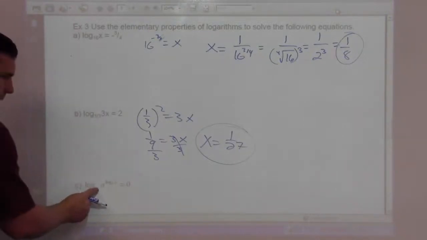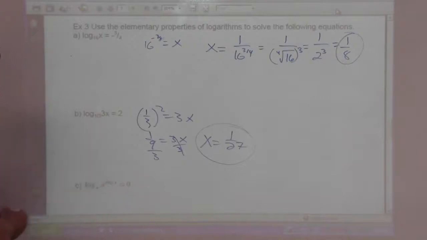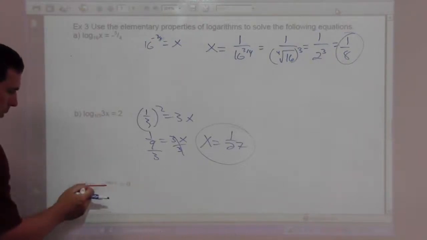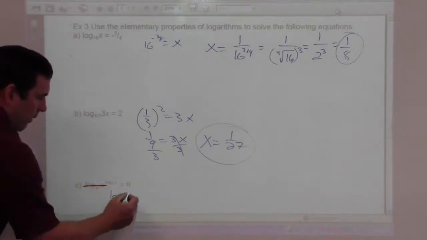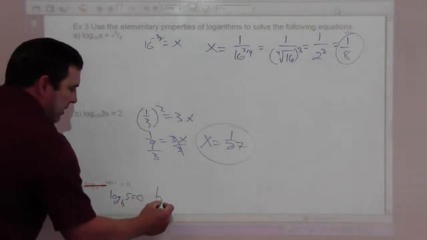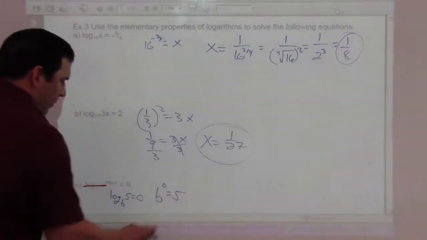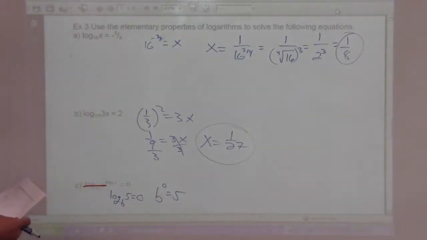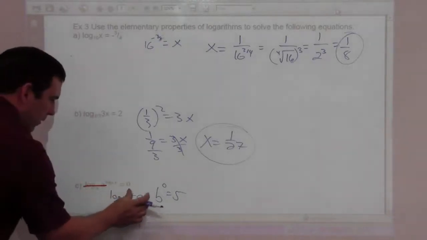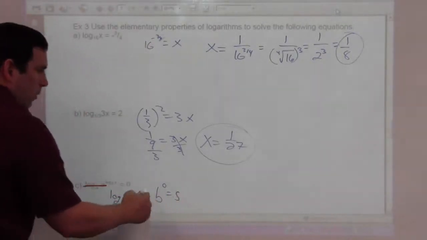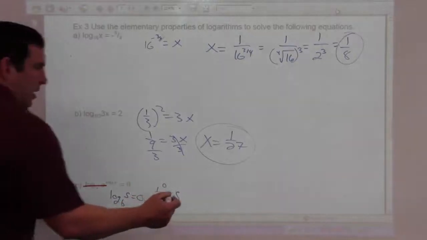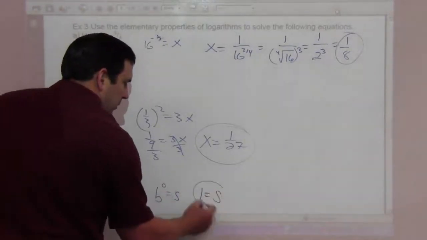Next one, log base a of a to the log base b of s equals 0. Well, log base a of a to a power, that just cancels, which means log base b of s equals 0. That means b to the 0 equals s. Oh, that's an s. I'm sorry, that's not a 5. That is an s. Well, anything to the 0 power besides 0 is going to be 1, so 1 equals s.